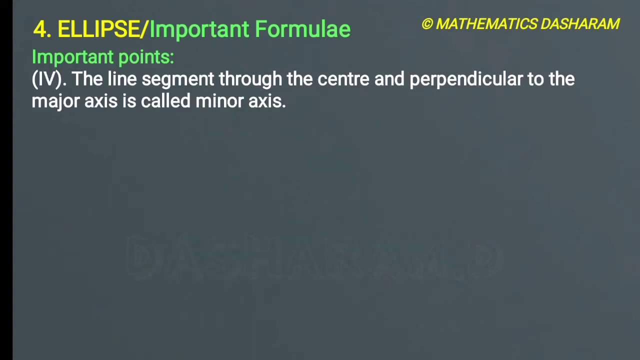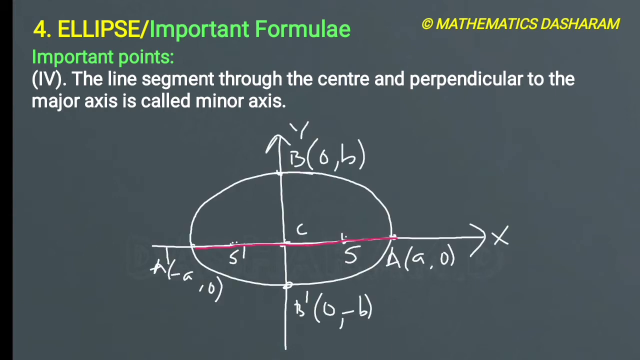Fourth point: the line segment through the center and perpendicular to the major axis is called the minor axis. So a line segment through the center, where C is the center, and perpendicular to the major axis. A dash to A is the major axis, so B to B dash is called the minor axis.